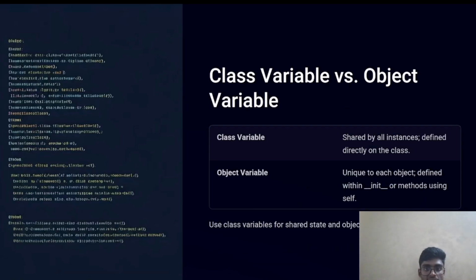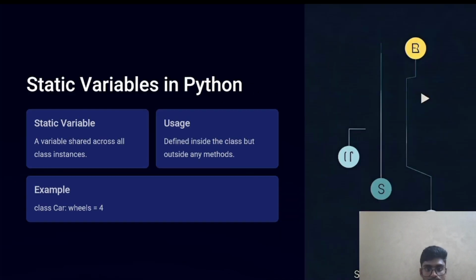Now, what is a class variable and what is an object variable? A class variable is shared by all instances and defined directly on the class. An object variable is unique to each object, defined within init or a method using self. Init means we are using a constructor there. Use class variables for shared state and object variables for unique data.